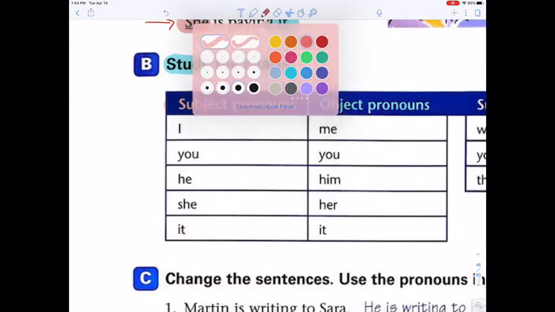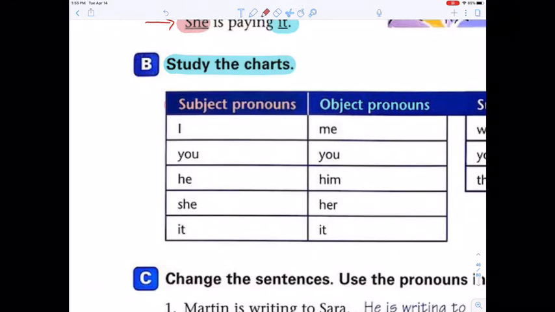So if we're talking about the person or thing that is doing the action, we're going to use a subject pronoun like I, you, he, she, or it, if it's one person or one thing.